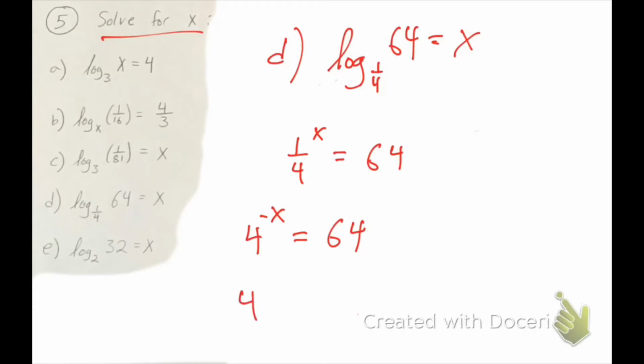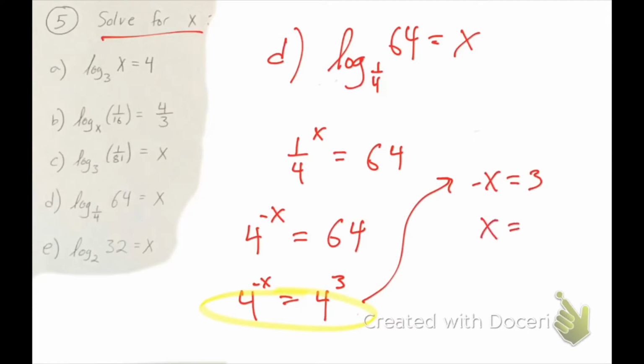Now, if I can get the 64 as a power of 4, so 4 raised to what power is equal to 64? Well, 4 cubed is 64. So since my bases are the same, that means my exponents also have to be the same. So negative x is equal to 3, so x is equal to negative 3. And that's the answer for question 5D. Could also use mental math there if you wanted to. Again, it's just kind of which method you prefer, which makes the most sense to you.